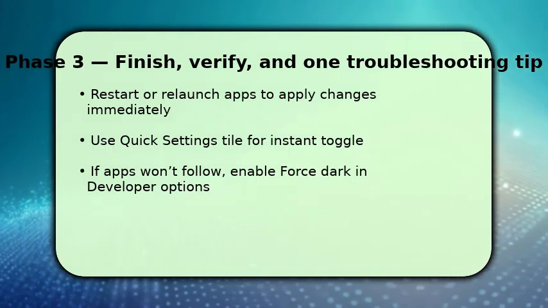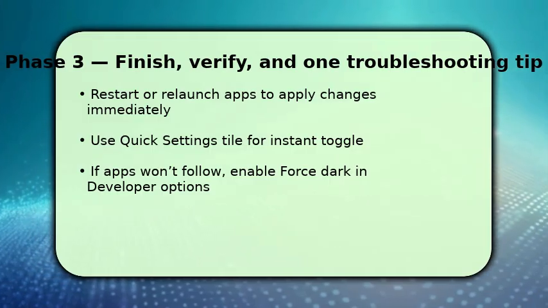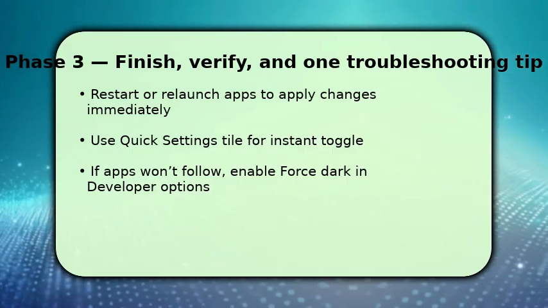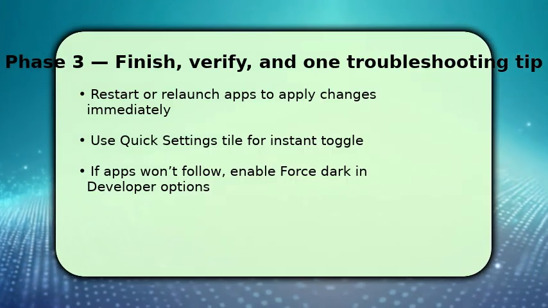If colors look wrong after forcing, clear the app cache or remove the app from exceptions. This troubleshooting tip fixes most edge cases quickly, so you get full dark mode everywhere.